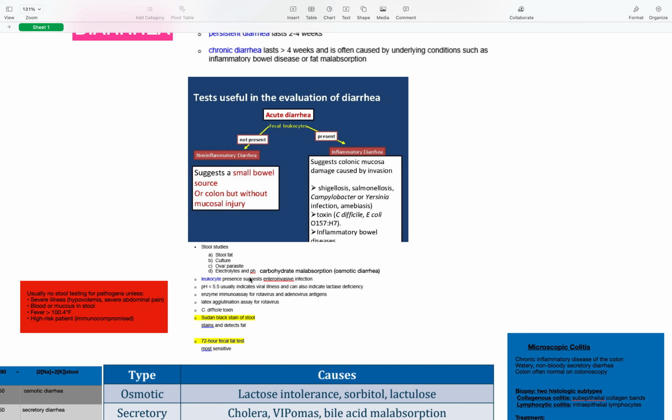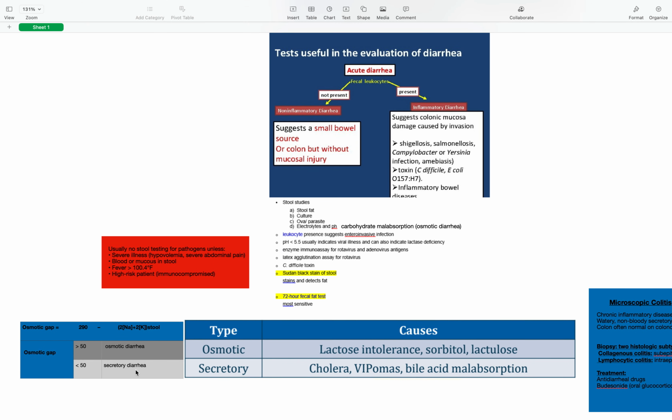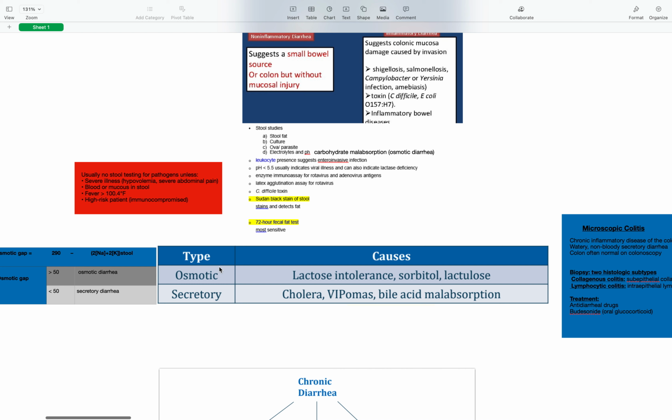Okay? So why do you need electrolyte and pH? Because you want to know if this is an osmotic diarrhea or secretory diarrhea. So basically, you want to find out the osmotic gap. So osmotic gap is 290 minus twice sodium plus twice potassium, the electrolytes found in stool. So if you have an osmotic gap more than 50, that means it's osmotic diarrhea, or an osmotic gap less than 50, secretory diarrhea.